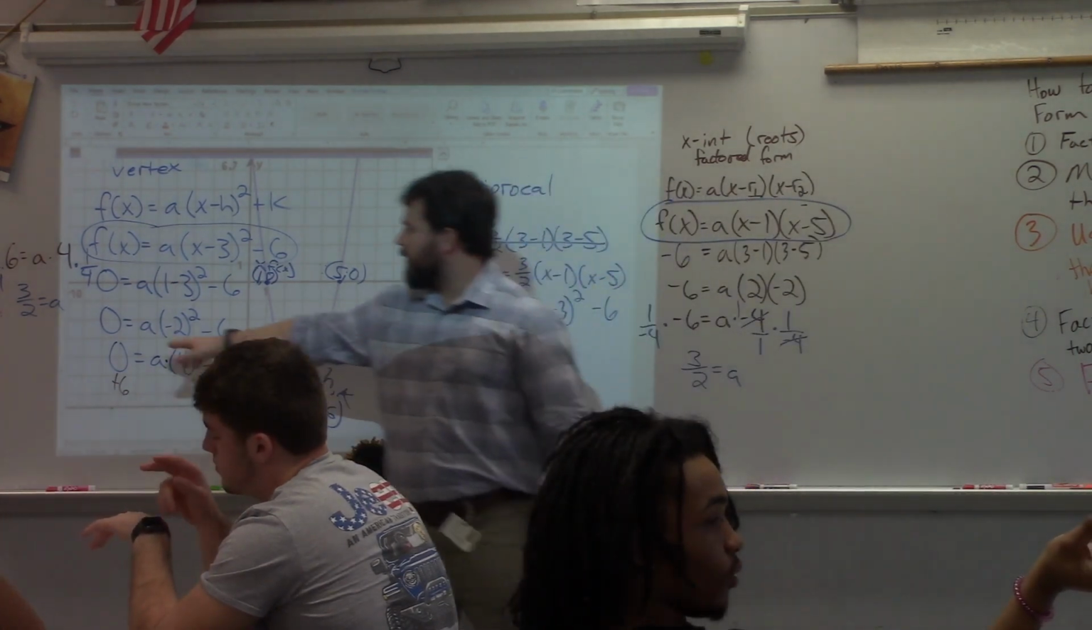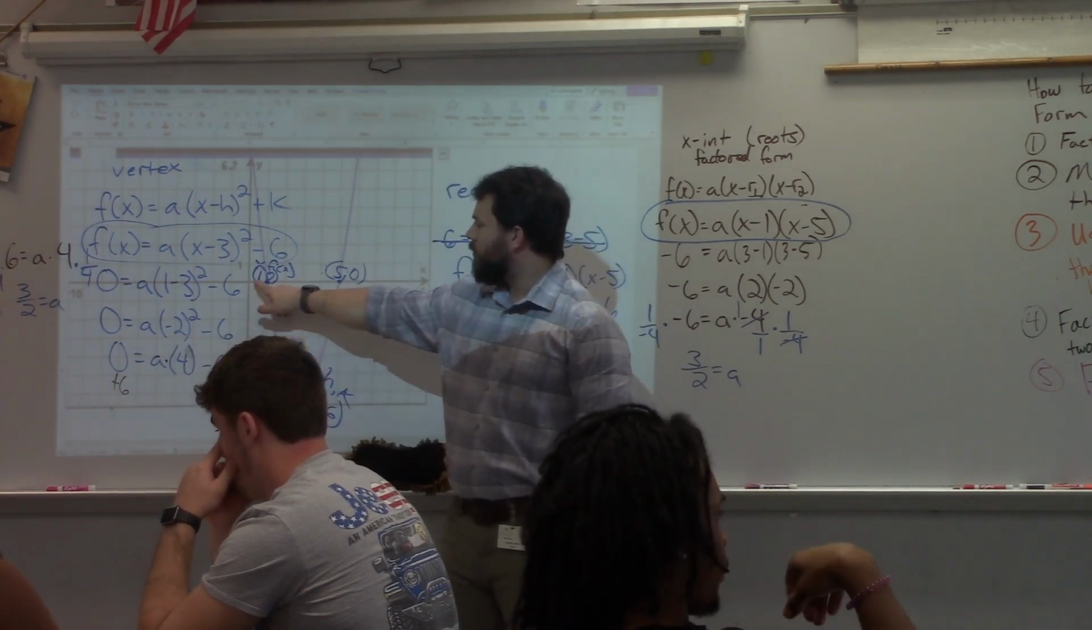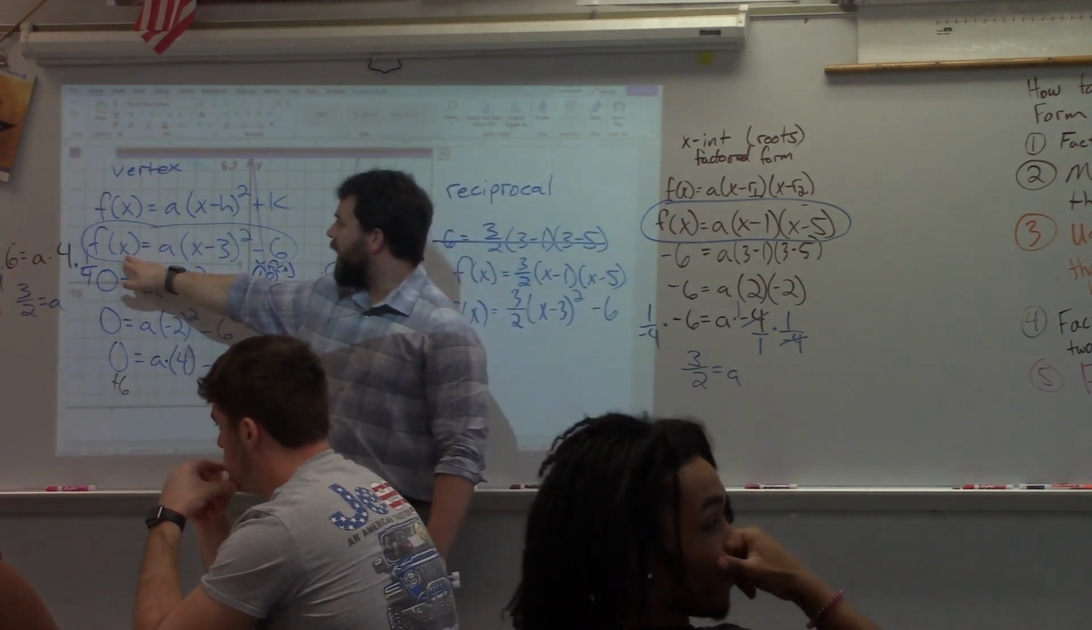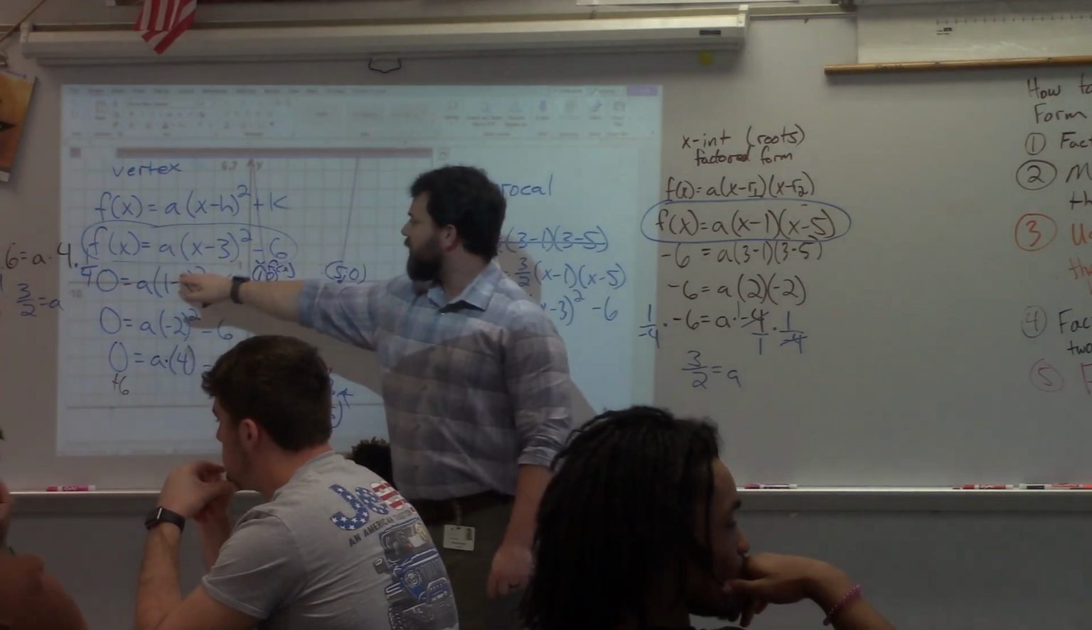Where? Oh, this 0 right here. So notice I'm using this point where x is 1 and y is 0. So where there's an f of x, my output, I substitute 0 in. Where there was an x, I substitute 1 in.